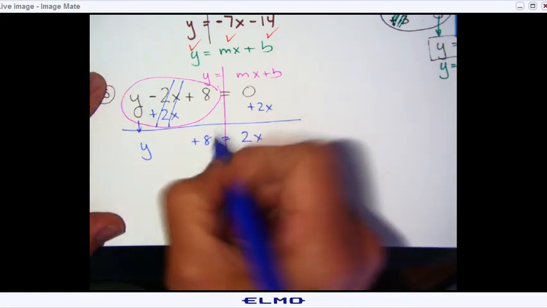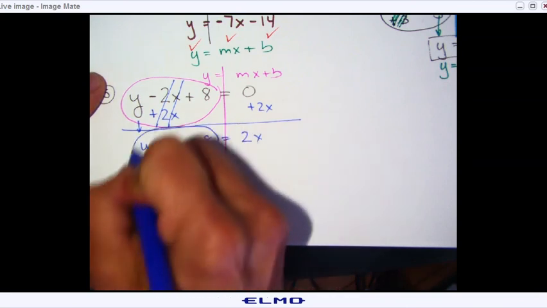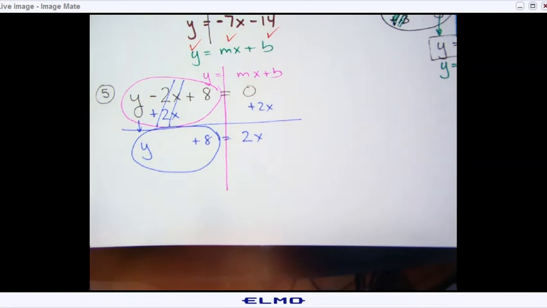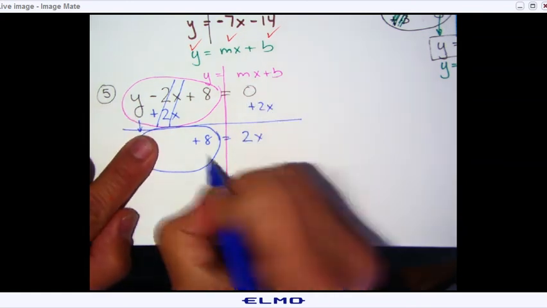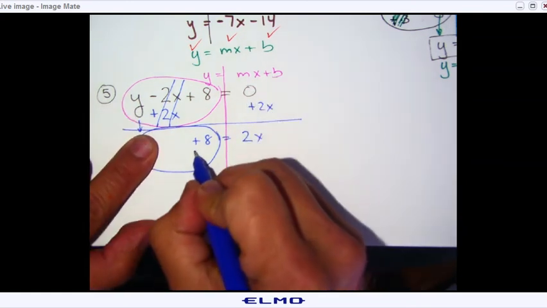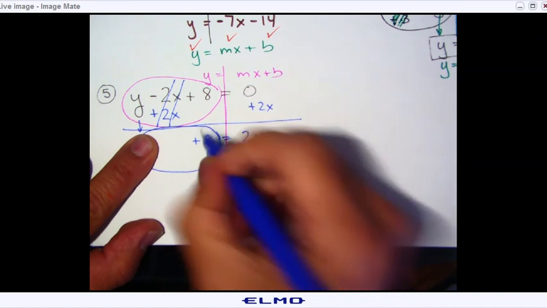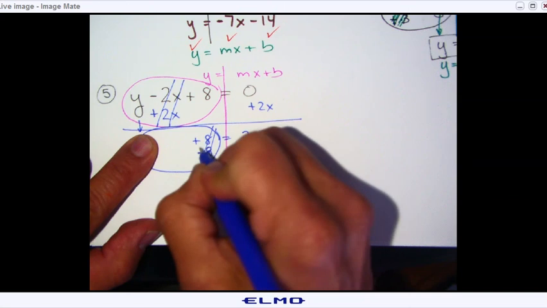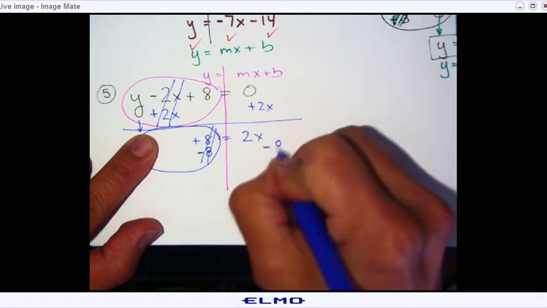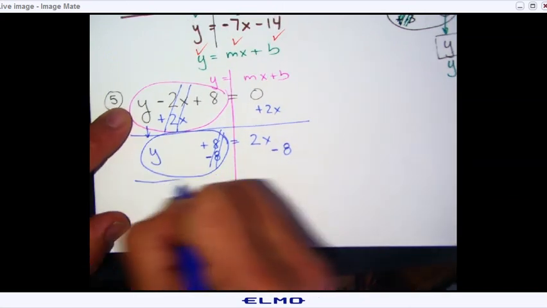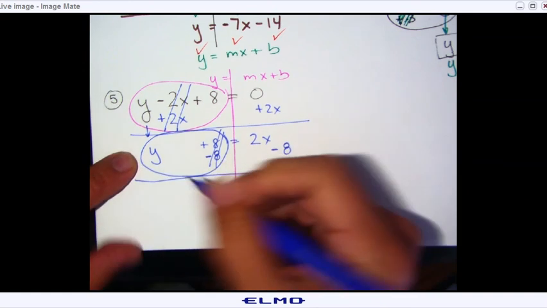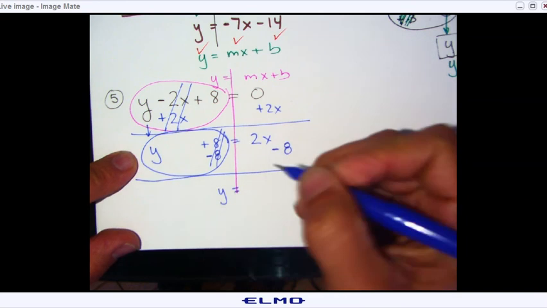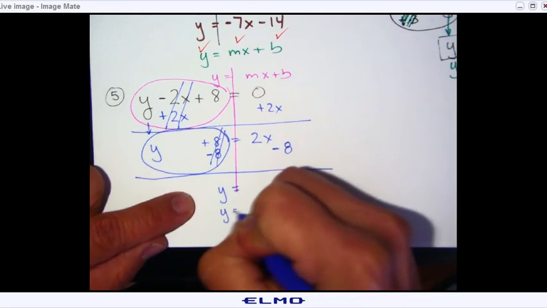Now, we still have y, so I'm going to do a bubble. And it's like a pop. You're popping it, right? So here's my y. I need to get rid of this 8. How do I get rid of it? Minus 8. That's a 0. What I do to one side, I do to the other. And then what do we got? Y equals... Again, y equals mx plus b.